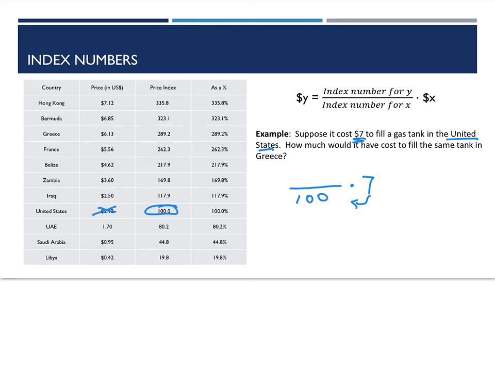My question is about Greece. When I go to Greece, I'm not talking about the money. I want the index number. And now I do this the same way I did the other. 289.2 divided by 100 times $7 means my $7 gas tank would take me $20.24 to fill in Greece.